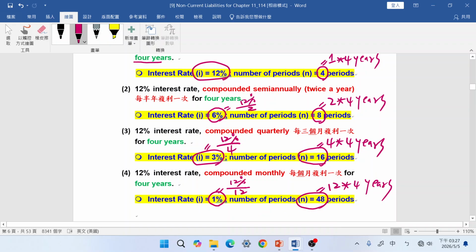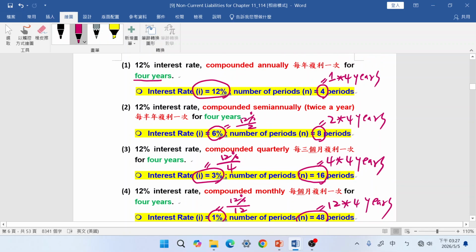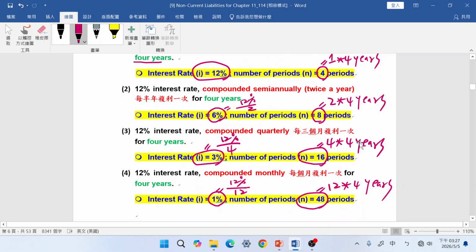If you don't have any questions, then why is it important to understand your N and I? Can you tell me, based on these 4 cases, which one you will have the higher future value? If we put $1 today, which one, case 1, 2, 3, 4, which one you will have the higher future value?